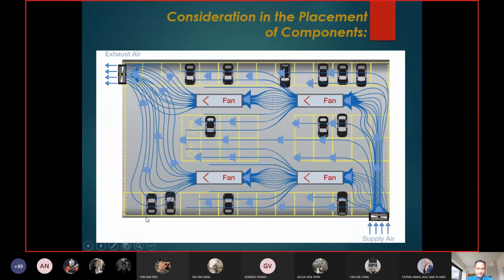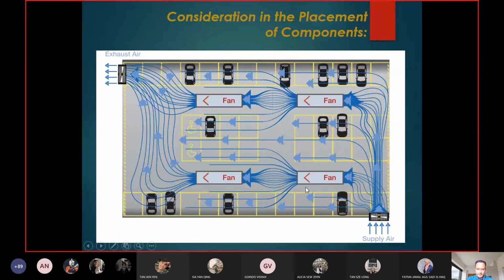So in this plan, you can see that one is placed right at this corner, another one is right at that corner, and you can see how the air flows from the supply air opening, supply air fan, to the exhaust air. So basically, it distributes the air to most of the spaces in the basement, with the aid of this jet fan, this axial fan. Okay, this is the axial fan.